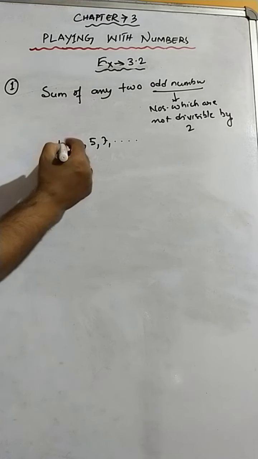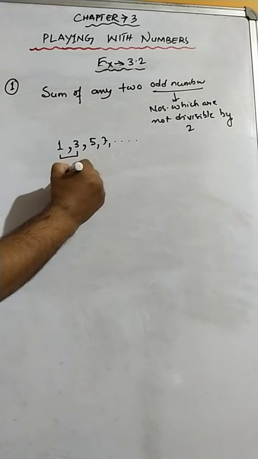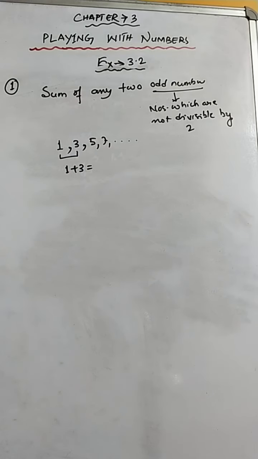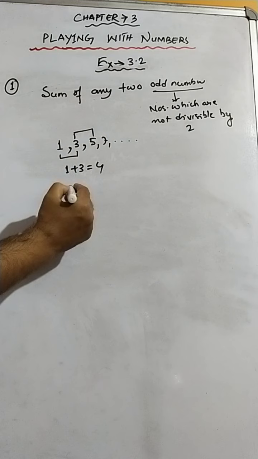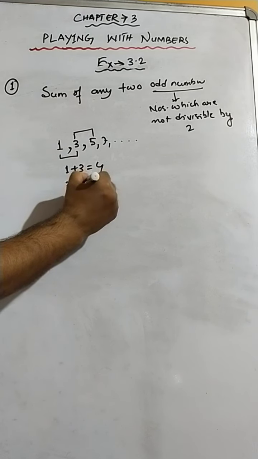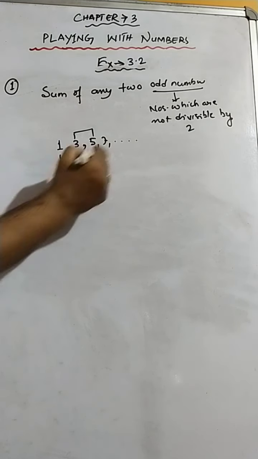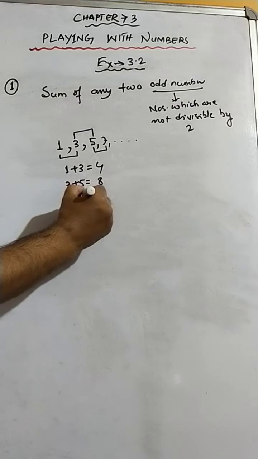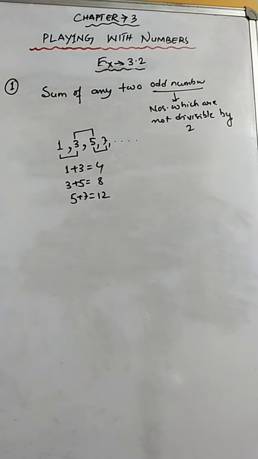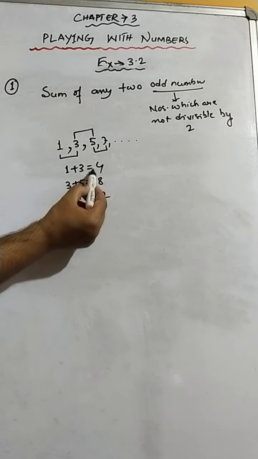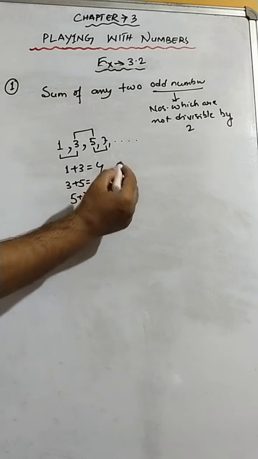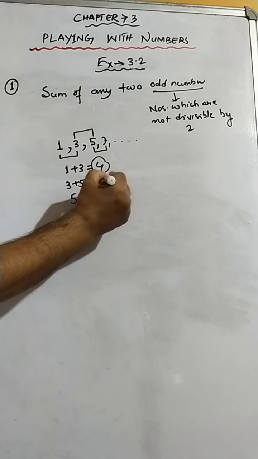So let us try. If you add 1 plus 3, what will be the sum? 4. Again, if we add these two numbers, 3 plus 5, what should I get? 8. Again, we'll add these two numbers, 5 plus 7, what is it? 12. Now, what is the observation that we are making? When we are adding any two odd numbers, the sum is always an even number. Yes, these are all even numbers.